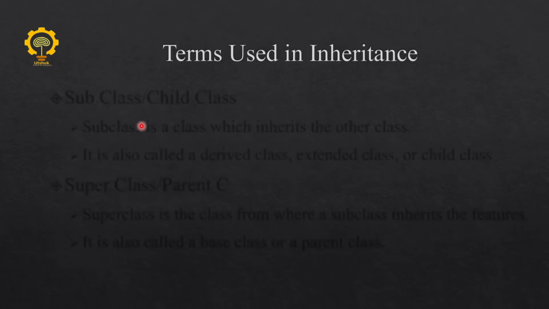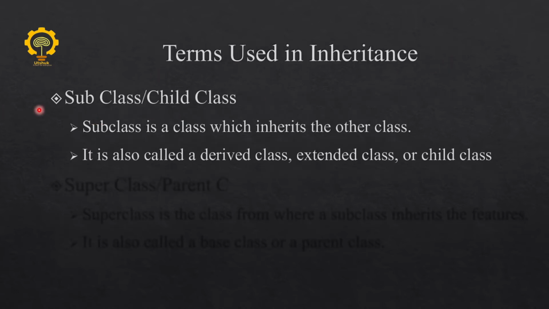Terms used in inheritance. We generally use the term subclass or child class. It's the class which inherits the other class. That is, whenever we create a new class, we can inherit from the parent class, and that new class which inherits from the parent is known as the child class. It is also called a derived class, extended class, or child class.